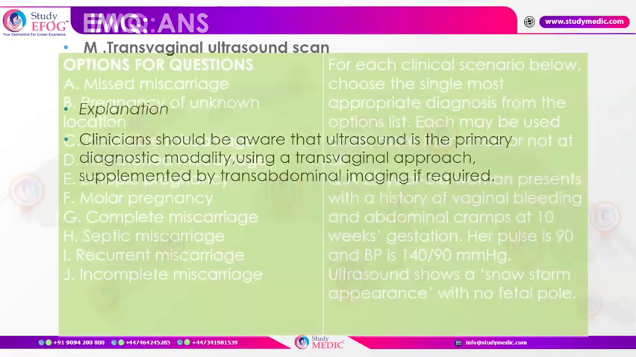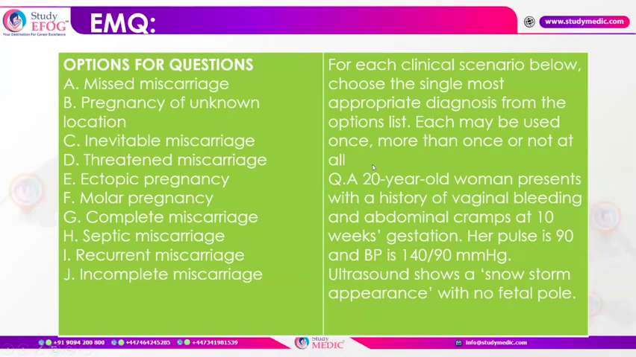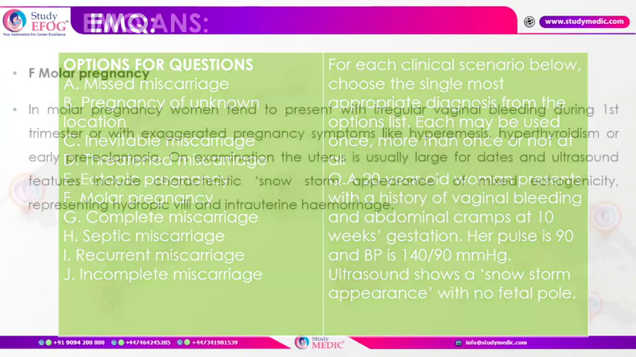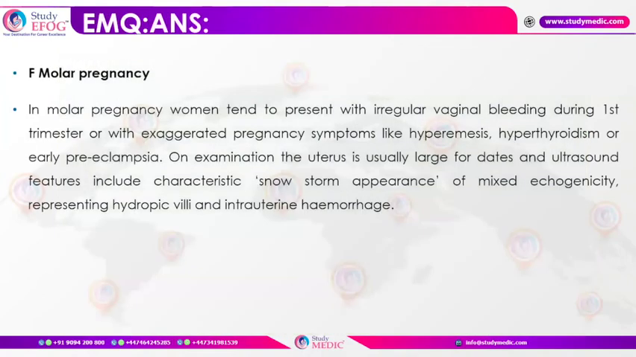Another question now. A 20-year-old woman presents with a history of vaginal bleeding and abdominal cramps at 10 weeks gestation. Her pulse is 90 beats per minute, her blood pressure is 140 by 90 millimeters of mercury, and ultrasound shows a snowstorm appearance with no fetal pole. What will be your diagnosis? Missed miscarriage, pregnancy of unknown location, inevitable miscarriage, threatened miscarriage, ectopic pregnancy, molar pregnancy, complete miscarriage, septic miscarriage, recurrent miscarriage, or incomplete miscarriage. So our diagnosis will be molar pregnancy.